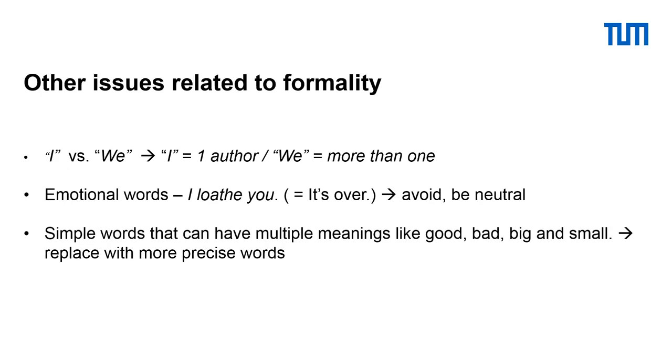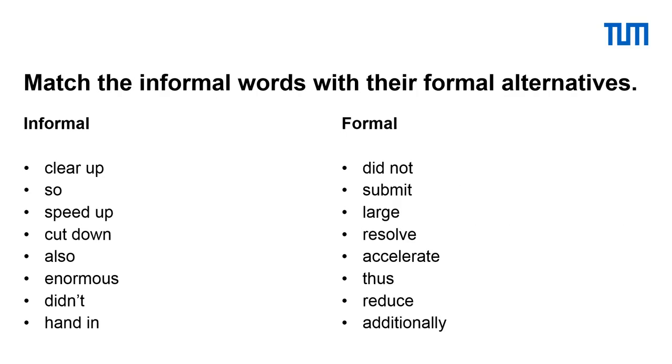Simple words like good, bad, big and small can mean many different things in different contexts. Here, a word more appropriate to the context should be used. So now you can see how many of these formal words you actually can identify. Please pause the recording and match the informal words on the left with their formal alternative. You can check your answers against those on the screen.